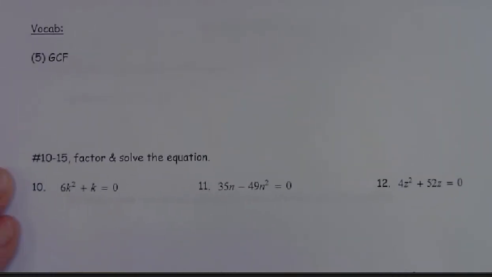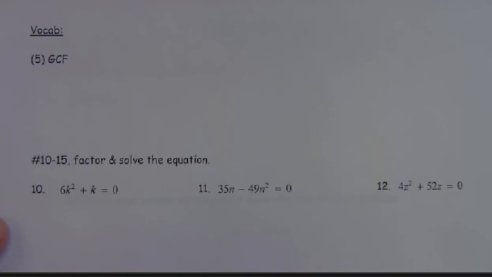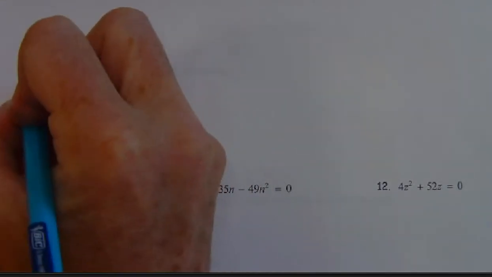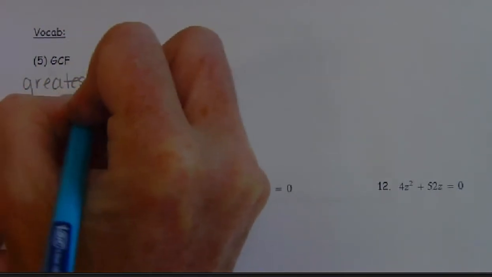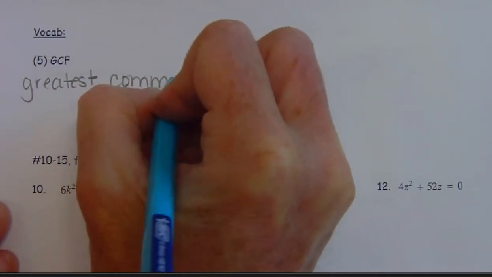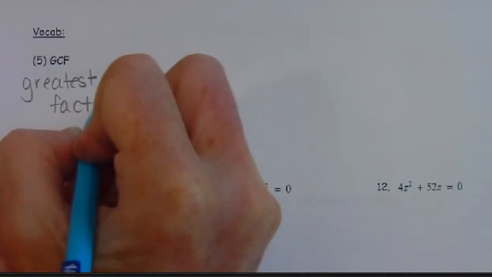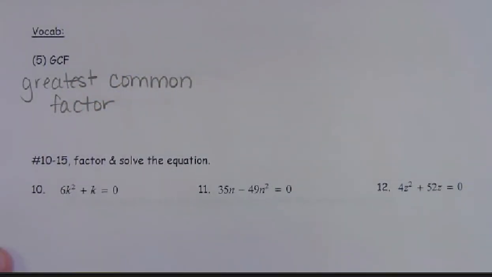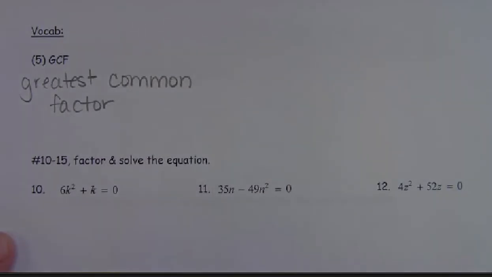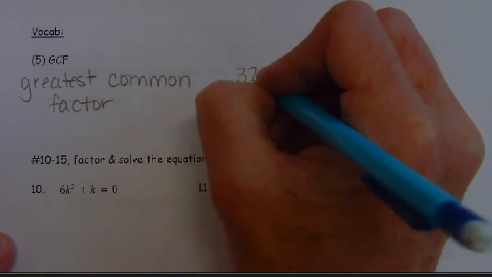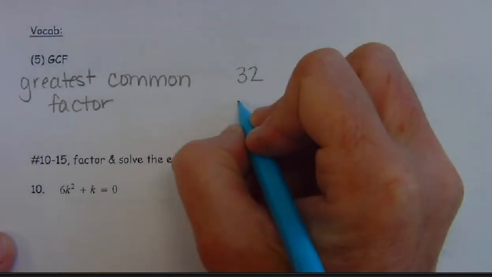So now we're going to talk about how to go from standard form to factored form. And we're going to talk about this thing called the greatest common factor. So the greatest common factor is the number that goes into each of my two pieces, and it's the biggest number. So say I have 32, and say I have the number 20.